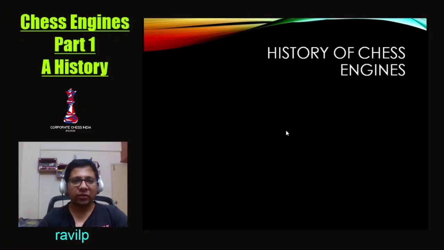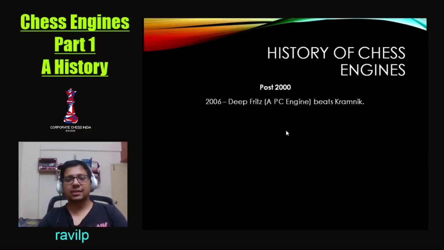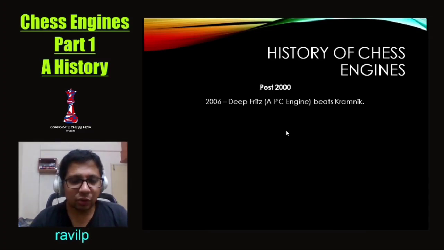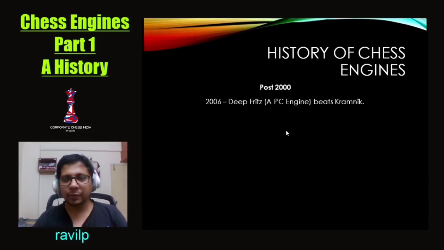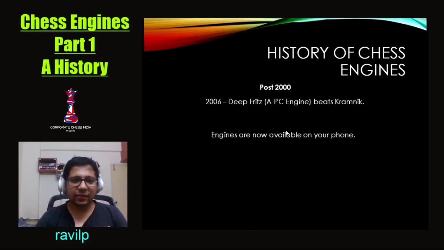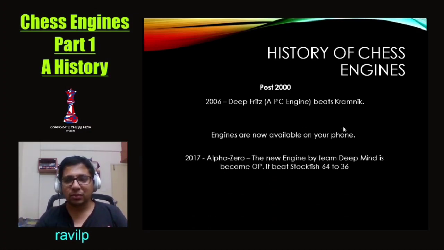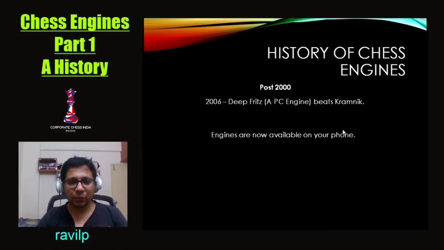So let's just jump to the 21st century now. In 2006, Deep Fritz, an engine which could run on your personal computer, on your computer which is in your home, was actually able to beat a world champion. In 2006, it beat Kramnik. And after that, engines have not looked back. Now you're able to have an engine on your phone. And not even that, you don't even have to install the software or anything. It can just run on your browser. So that's how much engines have actually improved now.